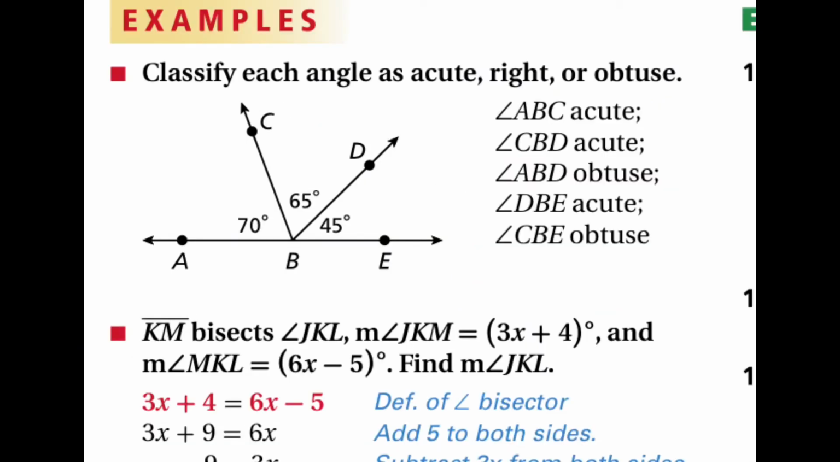Classifying several angles here, ABC is acute because it is less than 90 degrees. CBD is also acute. ABD, these two angles put together, is bigger than 90 and less than 180. That's why it's obtuse. DBE is less than 90, and CBE, which is these two angles put together, is obtuse.